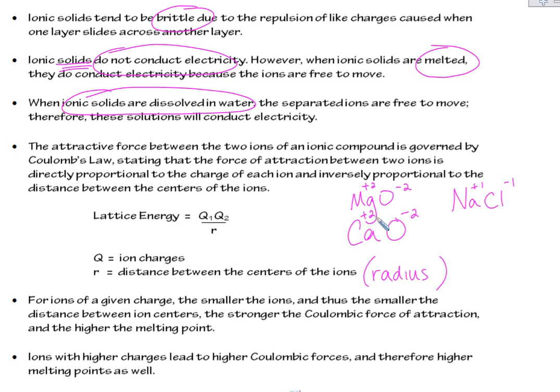So if I'm dividing by a smaller R value, that should give me a larger lattice energy, which is technically defined as energy released when the compound forms. But on the flip side, that's the amount of energy you'd have to add to break apart the ions. It says for ions of a given charge, the smaller the ions, and thus the smaller the distance between the ion centers, the stronger the Coulombic force of attraction, and thus the higher the melting point.